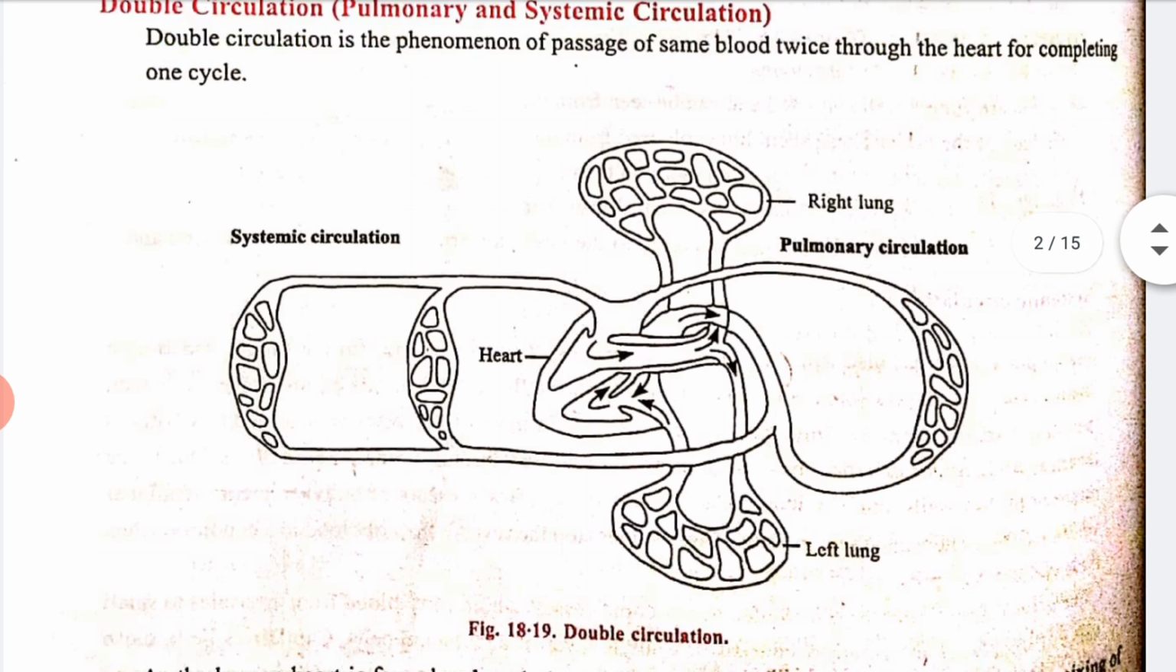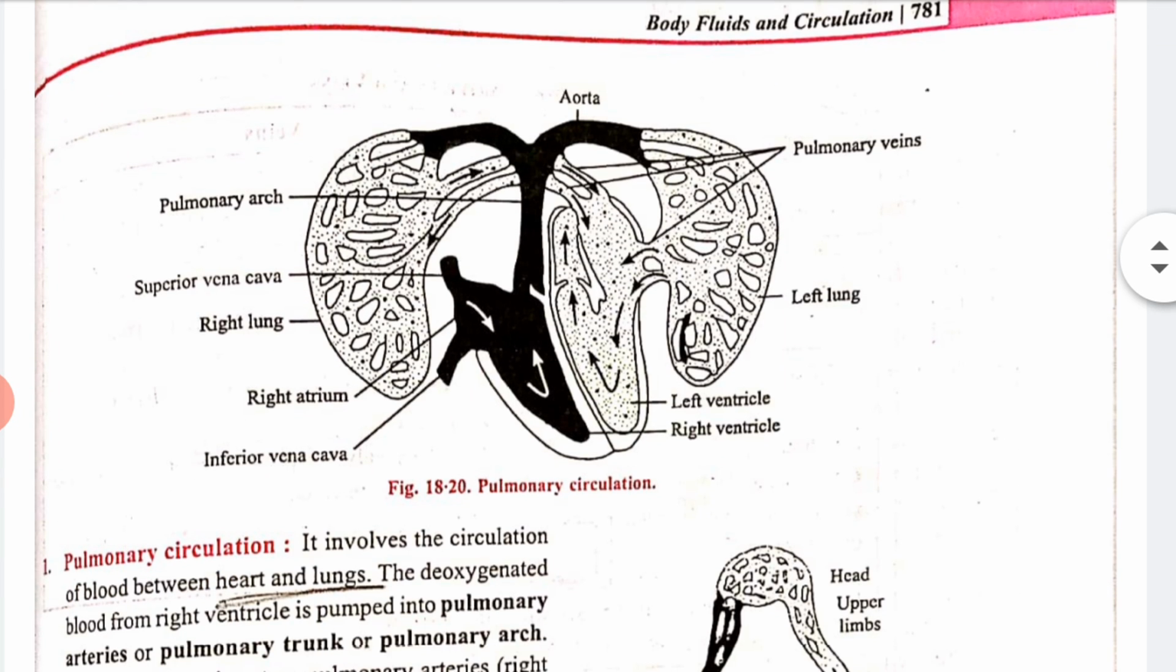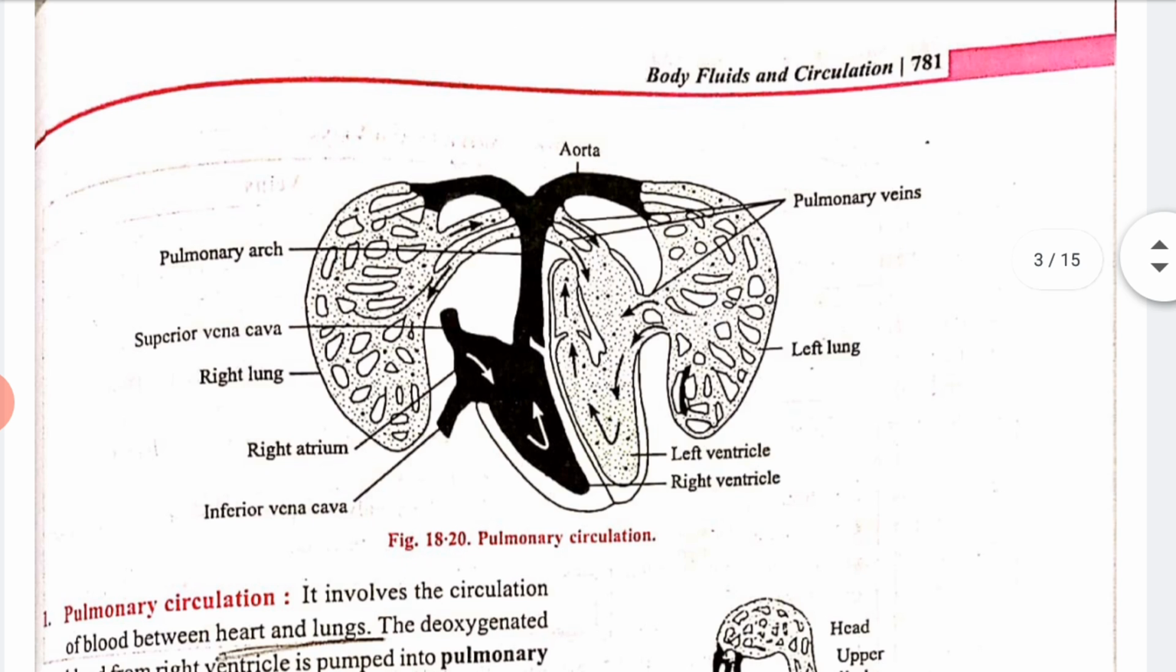Let's see the first one. This is the structure of pulmonary circulation. What is known as pulmonary circulation? It involves the circulation of blood between heart and lungs. The deoxygenated blood from the right ventricle is pumped into the pulmonary trunk, or we can say pulmonary arch. Clear? It is then divided into two pulmonary arteries, that is right and left.